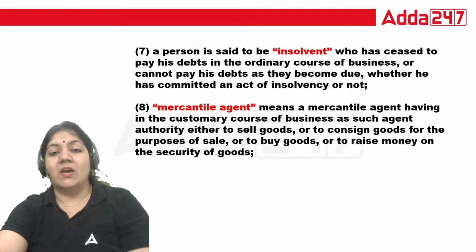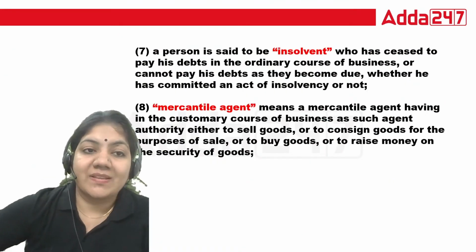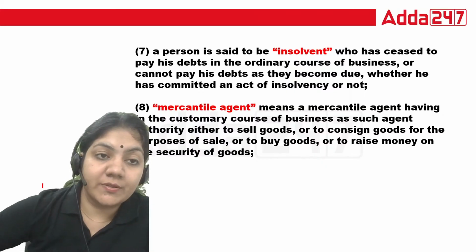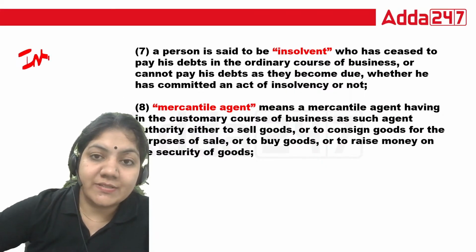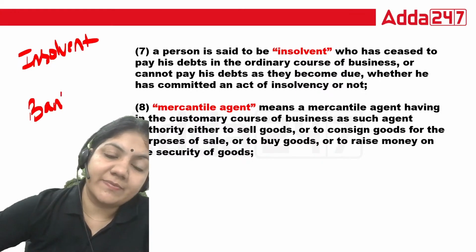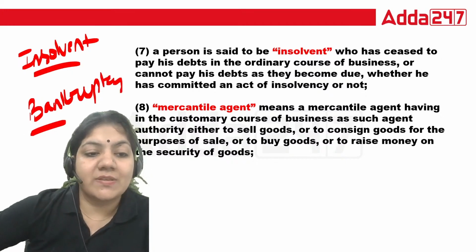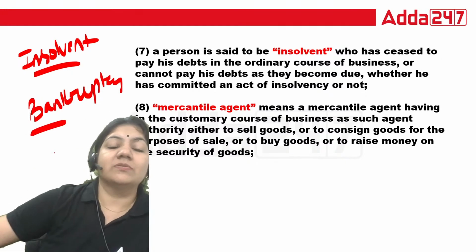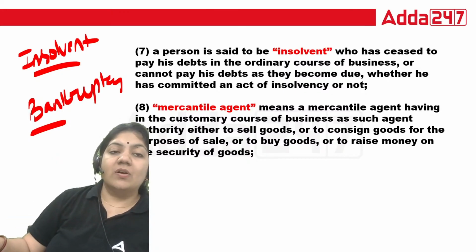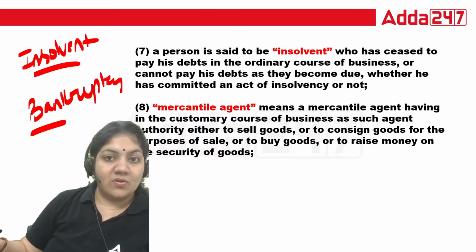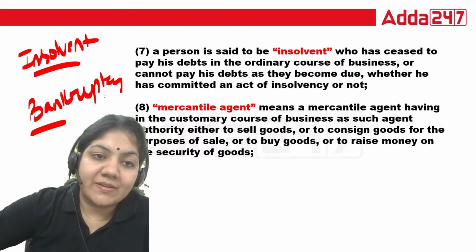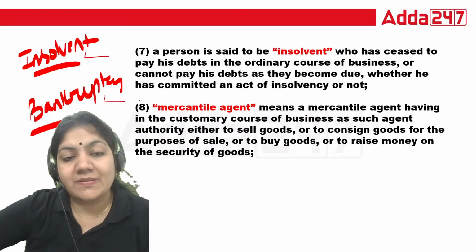Okay, next. What is insolvent? See, there are two words. The first word is insolvent and next is bankruptcy. So what is the difference between these two? Insolvent means the person is not able to give the money, that is called insolvent. And bankruptcy means when the court declares it, that is called bankruptcy.